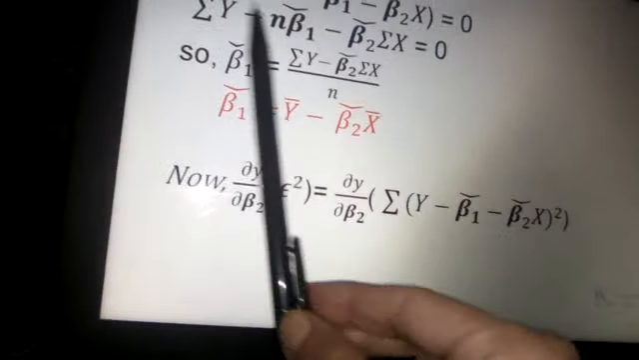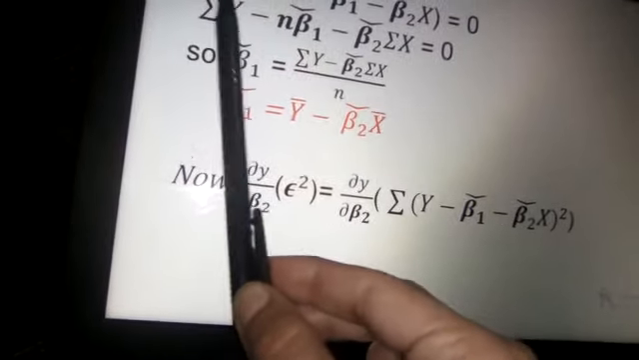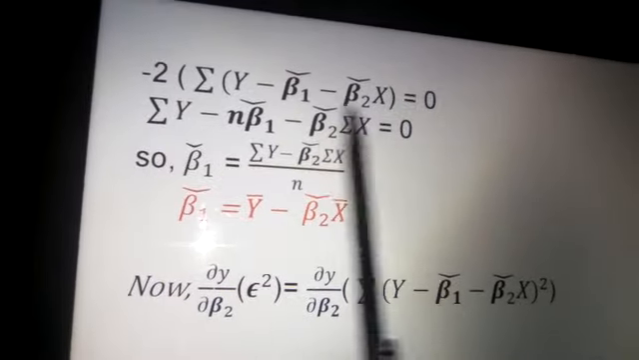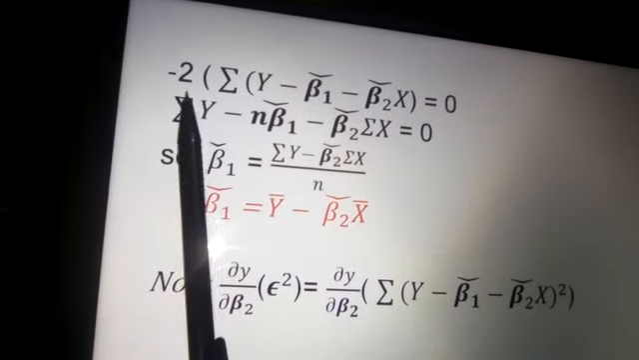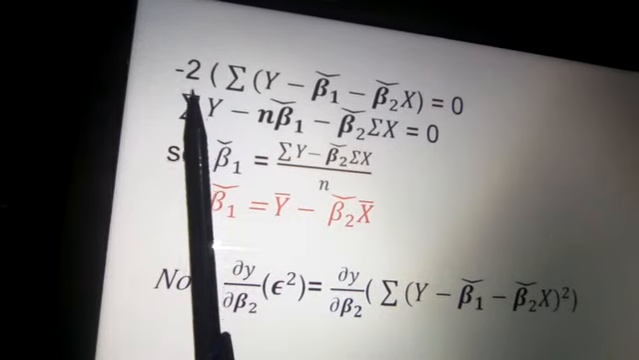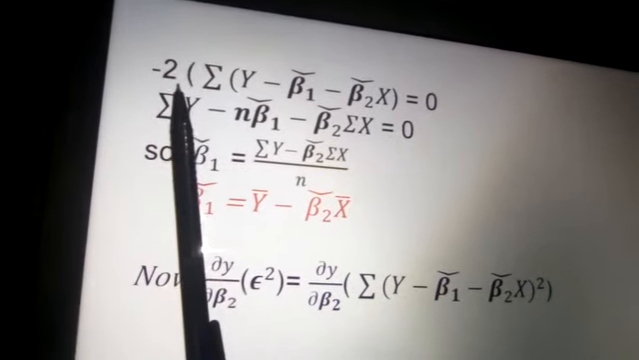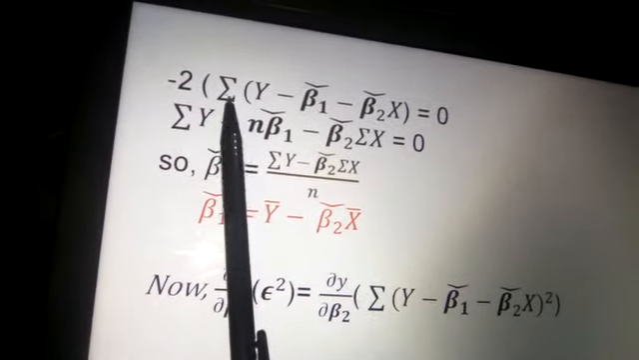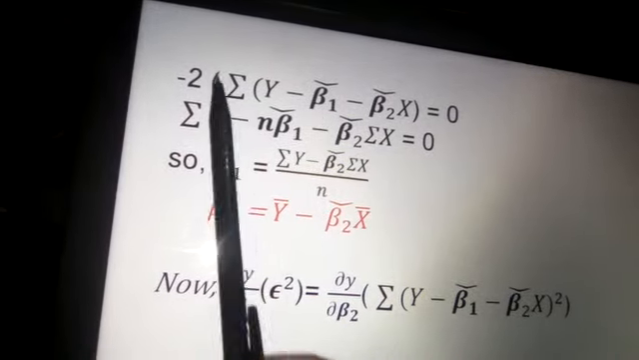You can see here I have put the minus 2. Minus 2 is multiplying here, so if I divide by minus 2 on both sides, minus 2 will be eliminated. Alright, minus summation, and now we will have only this summation value.